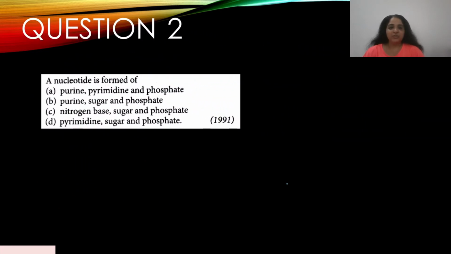Question number 2. A nucleotide is formed of, and this appeared in the year 1991, A. Purine, pyrimidine and phosphate, B. Purine, sugar and phosphate, C. Nitrogen base, sugar and phosphate, D. Pyrimidine, sugar and phosphate. A nucleotide can have a purine or pyrimidine, so it's a nitrogenous base, right? So it has to be C, nitrogen base, sugar and phosphate. The combination of all three forms a nucleotide. So the answer is C.